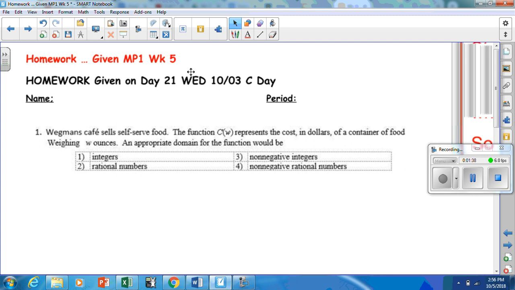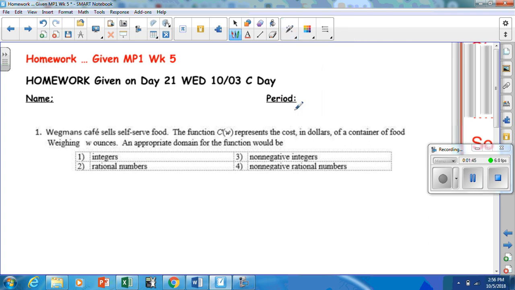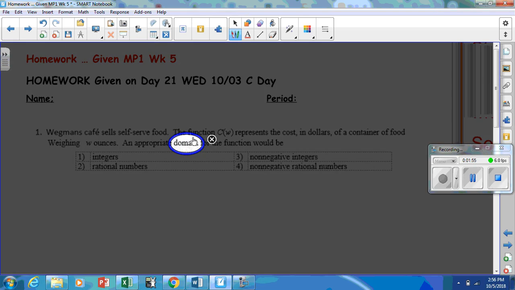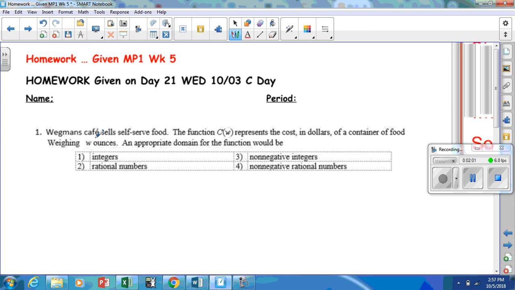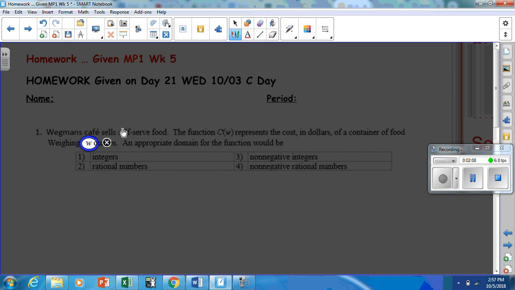All right, let's get our magic pen out here. I actually like the magic pen. Me and the magic pen are cool. All right, so what is it asking? Well, remember, domain. What is domain? Domain is the input value. So our input value here is its weight in ounces. That's our input value.